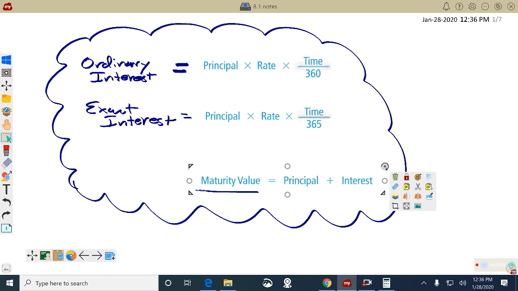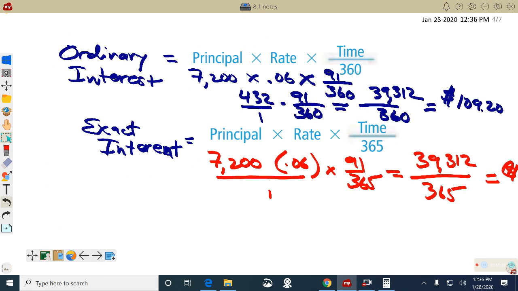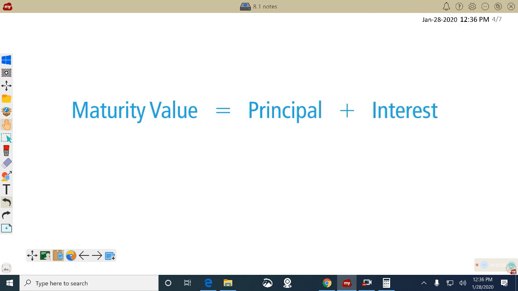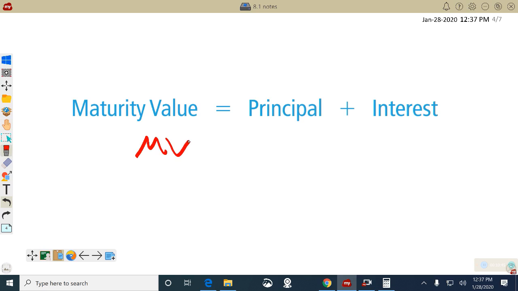So the maturity value. Here we go. So we're going to write maturity value equals principal plus interest. This is easy. We already know what the principal is. We just calculated what the interest was in both scenarios, both ordinary and exact. All you got to do is add them up, and that's how much the bank will receive from Anita. So here we go. I'm going to put MV for maturity value.